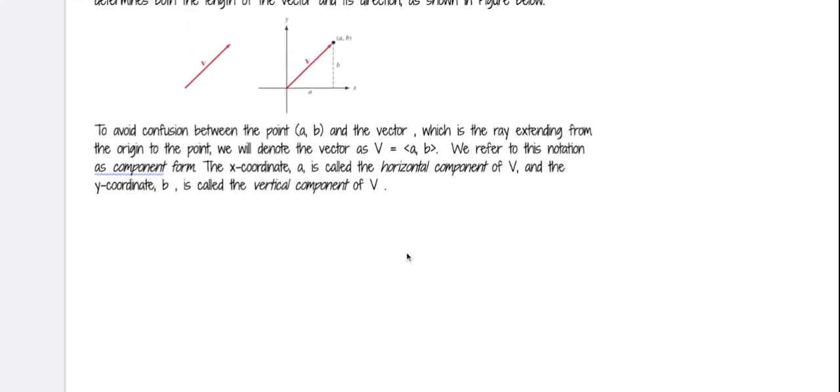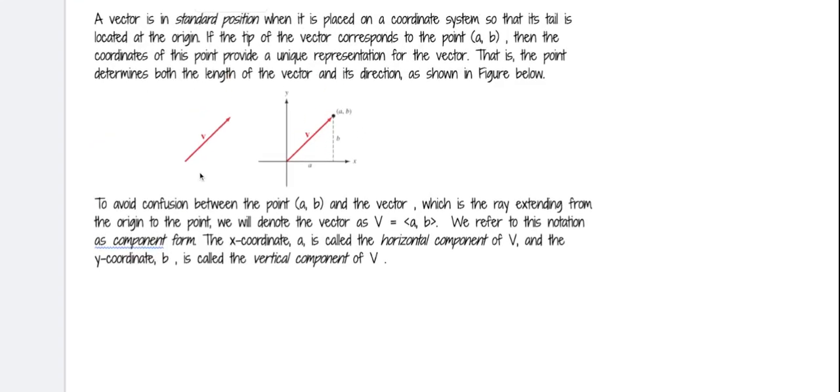All right, so that's basically what a vector is. Direction and magnitude are going to be important with vectors. How long it is represents the magnitude of the vector, and the direction it's headed would also be important.